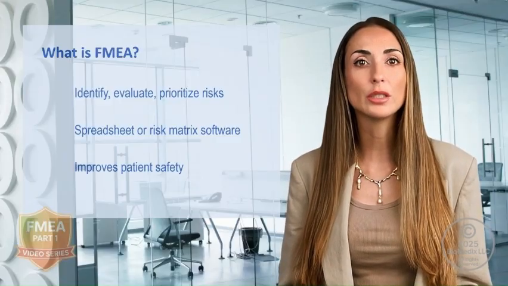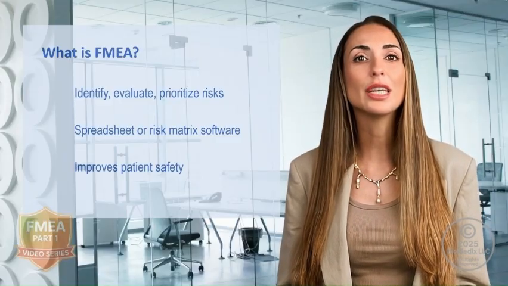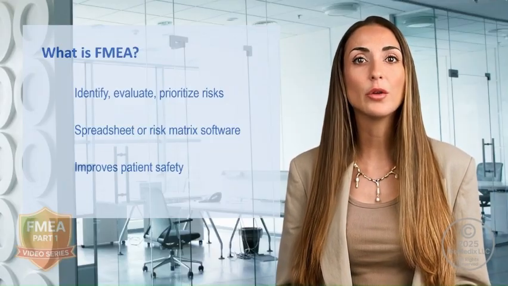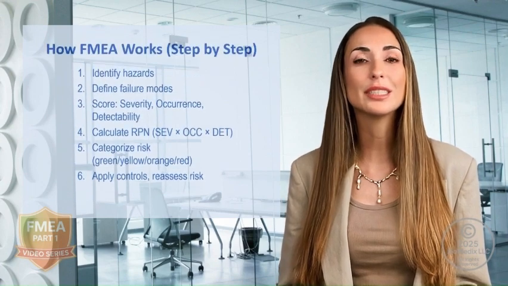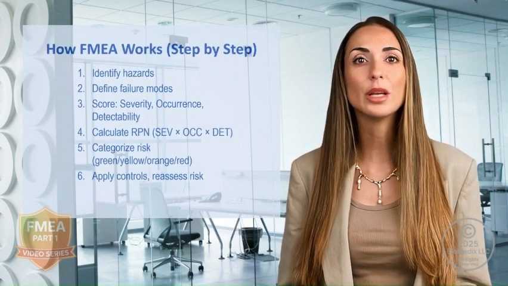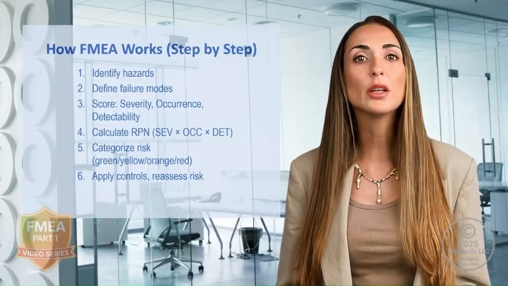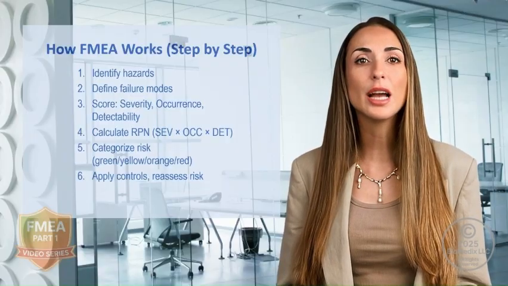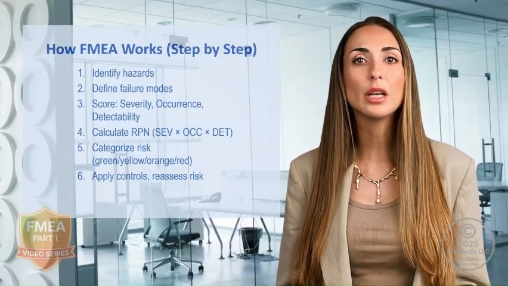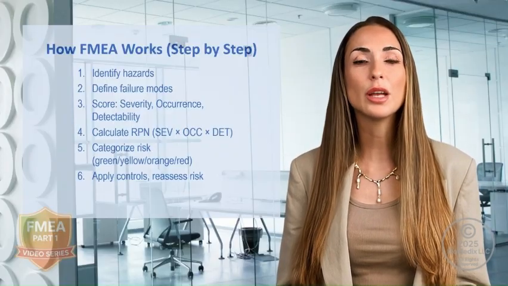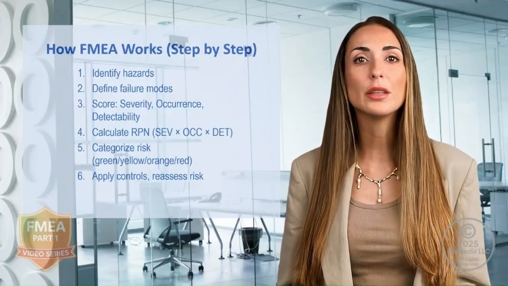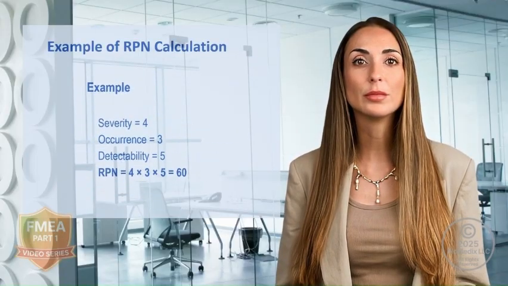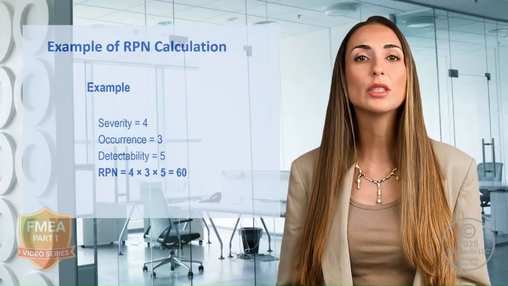Here's how the process works. First, you identify potential hazards, things like software bugs, hardware failures, or process breakdowns. For each hazard, you define possible failure modes and assess severity, how bad the harm could be; occurrence, how likely it is to happen; and detectability, how easy it is to catch before causing harm. Each is rated on a 1 to 5 scale. You then calculate the RPN by multiplying severity, occurrence, and detectability. The higher the RPN, the higher the priority for action.